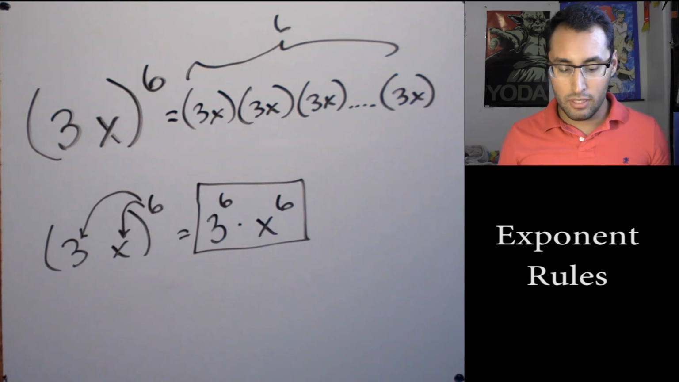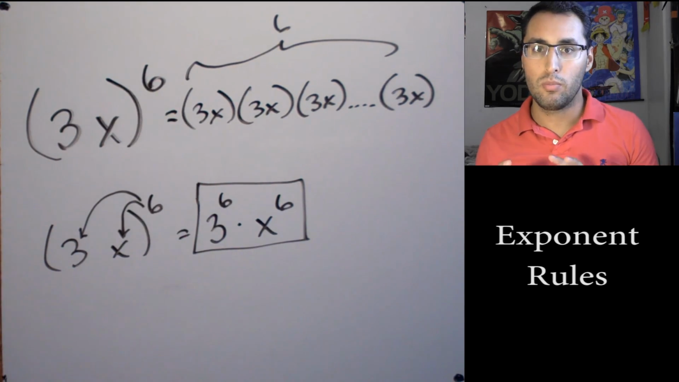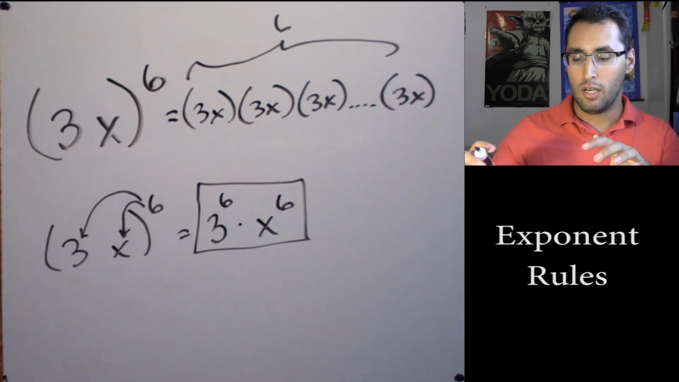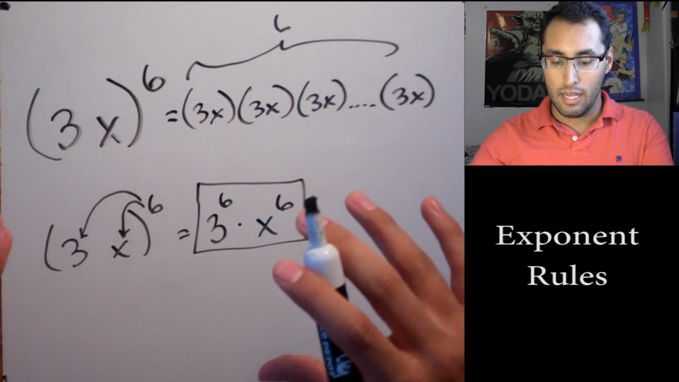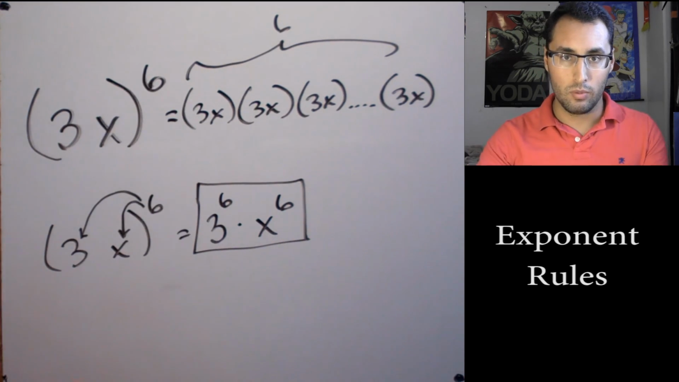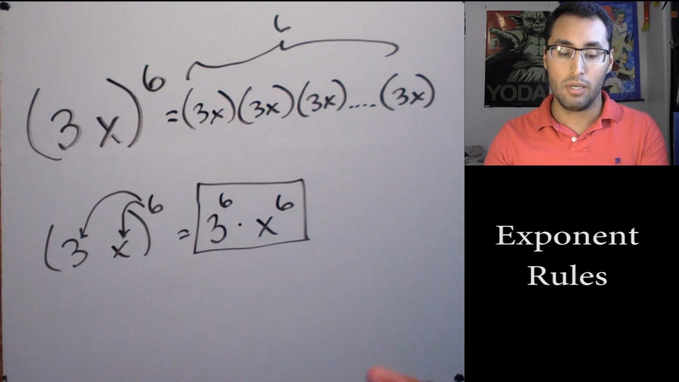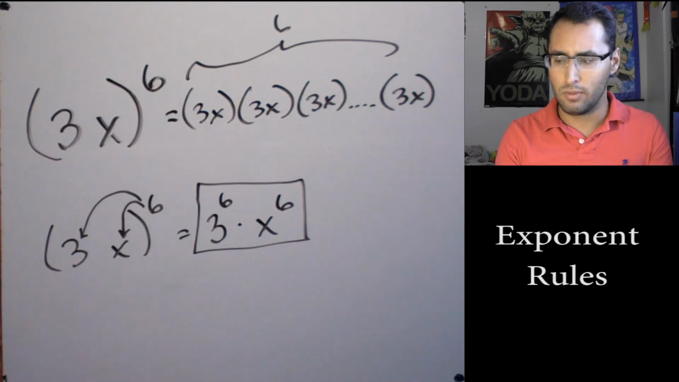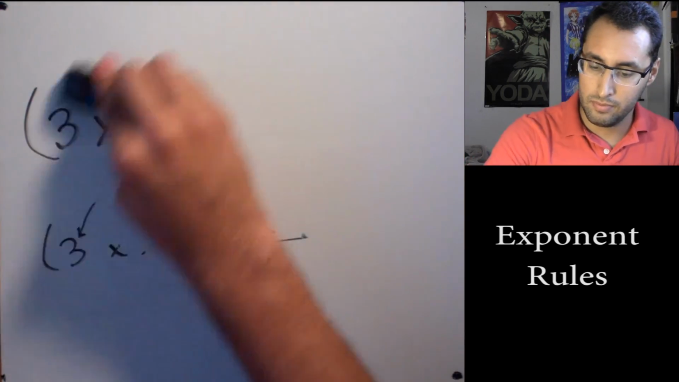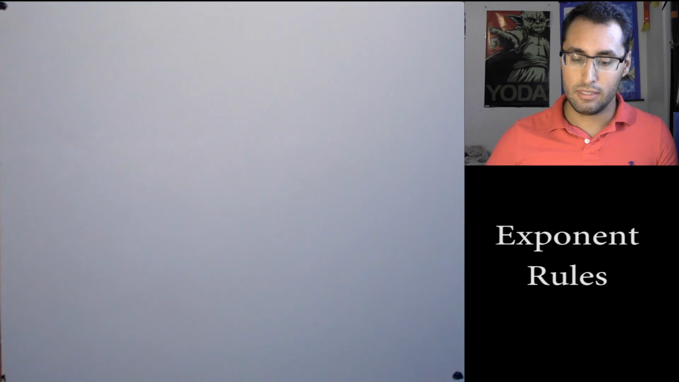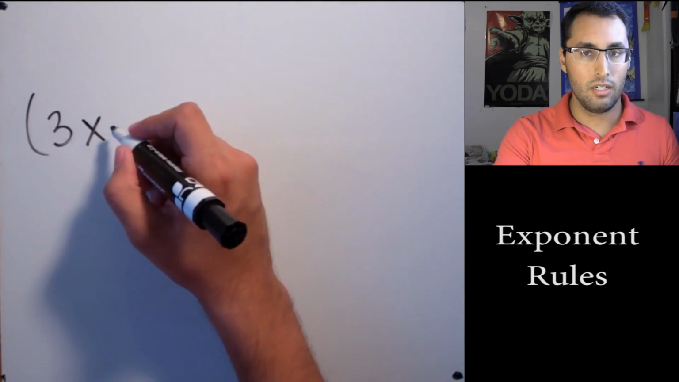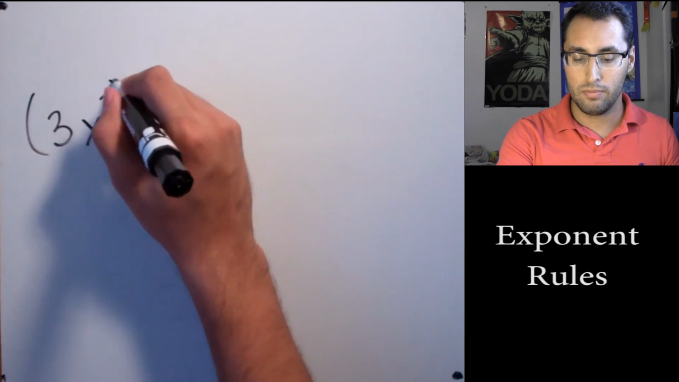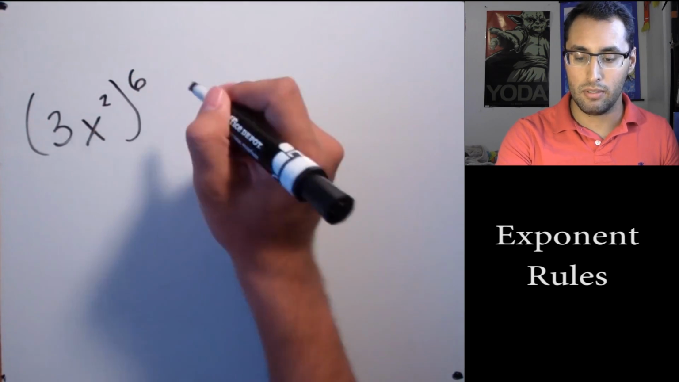Now I'm going to give you a more difficult problem. This is going to incorporate a power of a product, and also another one. It's going to also incorporate a power of a power. This sounds complicated. Don't worry. What if I wrote the same exact thing? So 3x, but on the x I'm going to put squared. I'm also going to raise it to the 6th power.